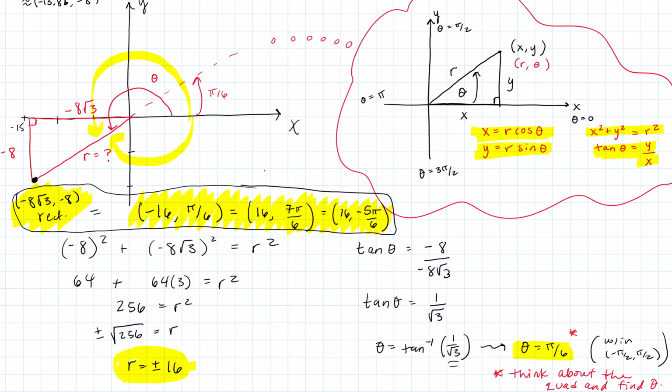So as we came out with the radius being plus or minus 16 and that reference angle right there at pi over 6, we have to think about how that takes us into the proper quadrant and gets us to the equivalent rectangular coordinate.